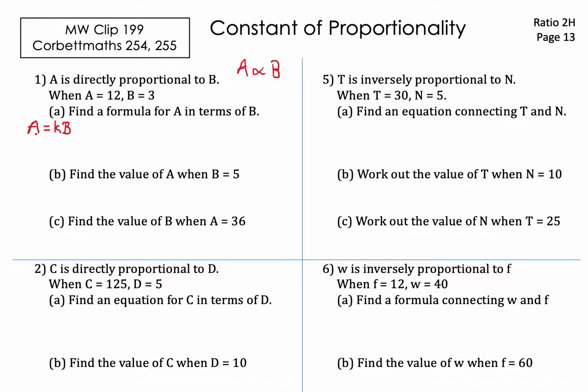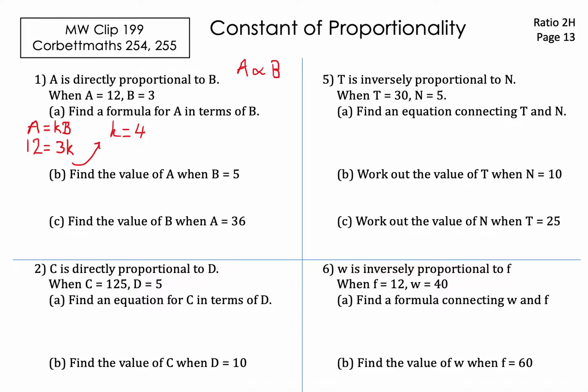We're now going to find out what that k is by substituting in the values we've been given here. So A is 12 when B is 3. Now I'm going to write that 3 first because it's just going next to the k, and it makes sense to put a number first in algebra if it's times in together. Now I'm going to rearrange that formula to find what k is. To do that I need to get rid of this 3. I would divide both sides by 3 and that would tell me that k is equal to 4.